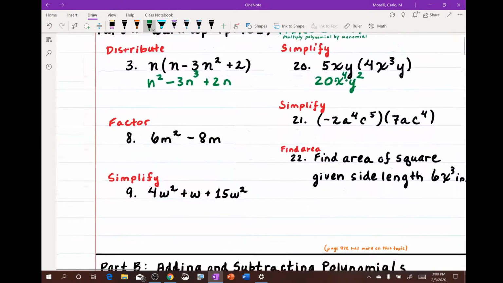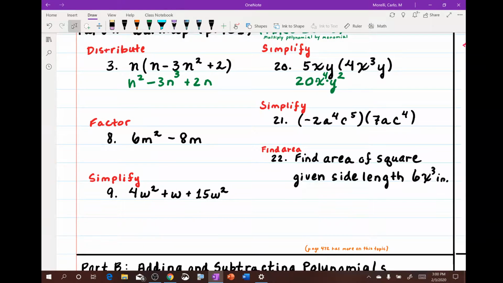And I just want to show this other one here. Factor 6m squared minus 8m. What they want you to do is think, what can you divide out of both terms? You can divide out a 2. What else can you divide out? Think about the letters. We can take 1m.